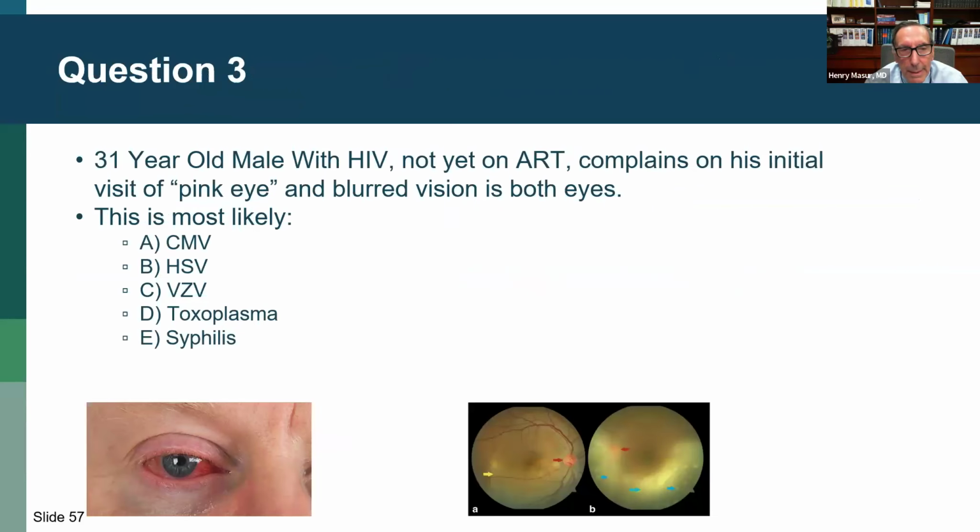So the last infection we're going to talk about is this. Again, another question. 31-year-old male with HIV, not yet on antiretroviral therapy, complains of pink eye and blurred vision. So this is most likely to be which of the following?